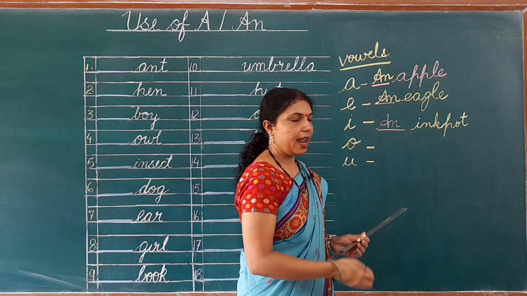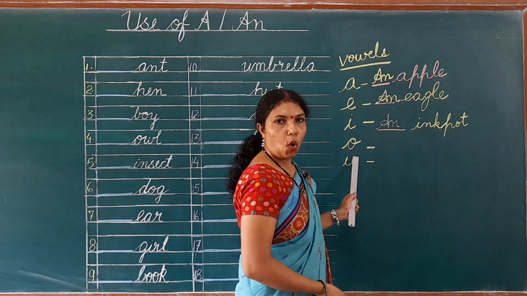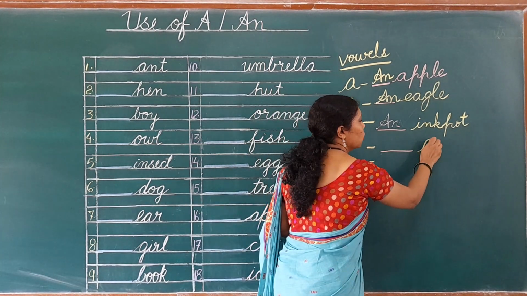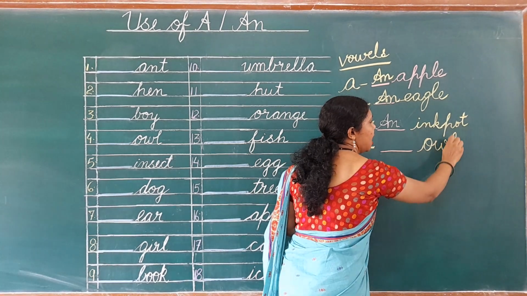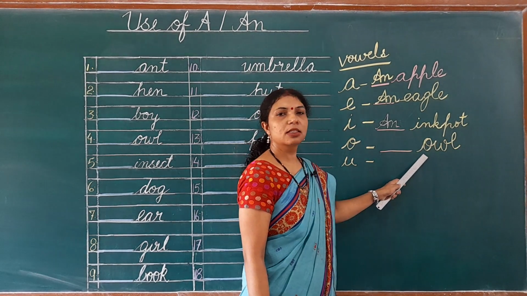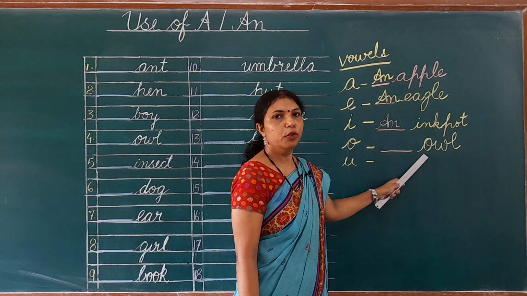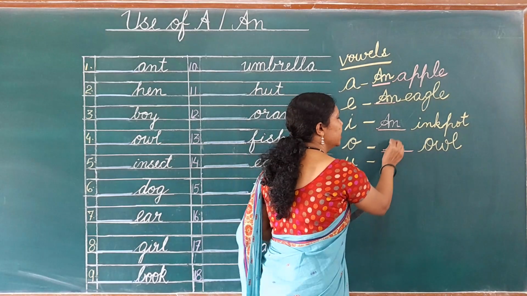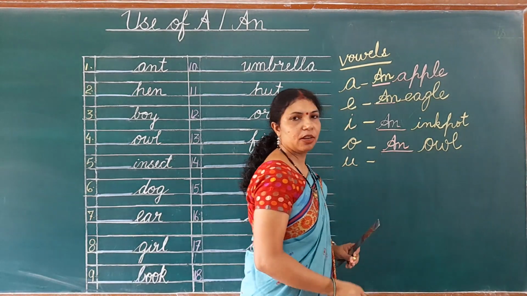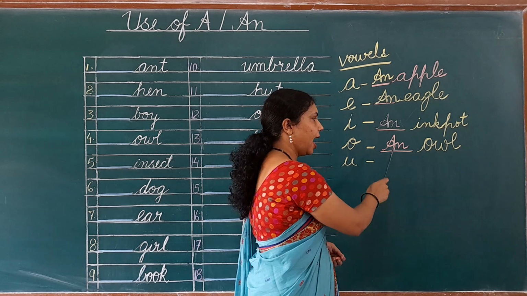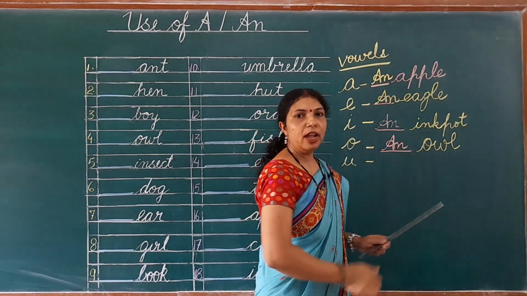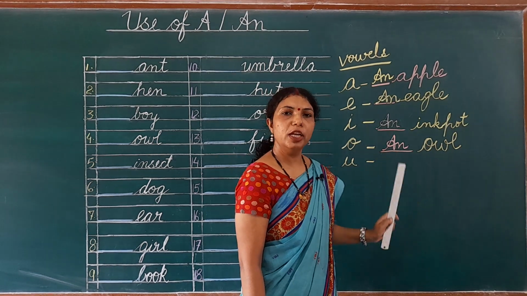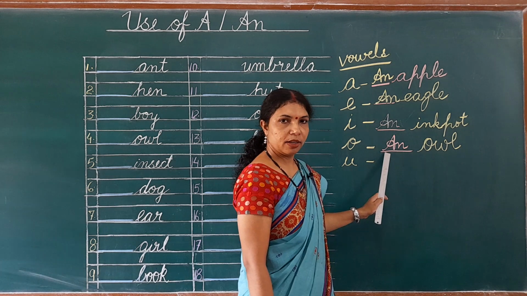Here it is O. For O, O W L, owl. This is letter O, which comes under vowel. Then we will write here an. Okay? An owl. Why? O comes under vowel. Before vowel we always use an.